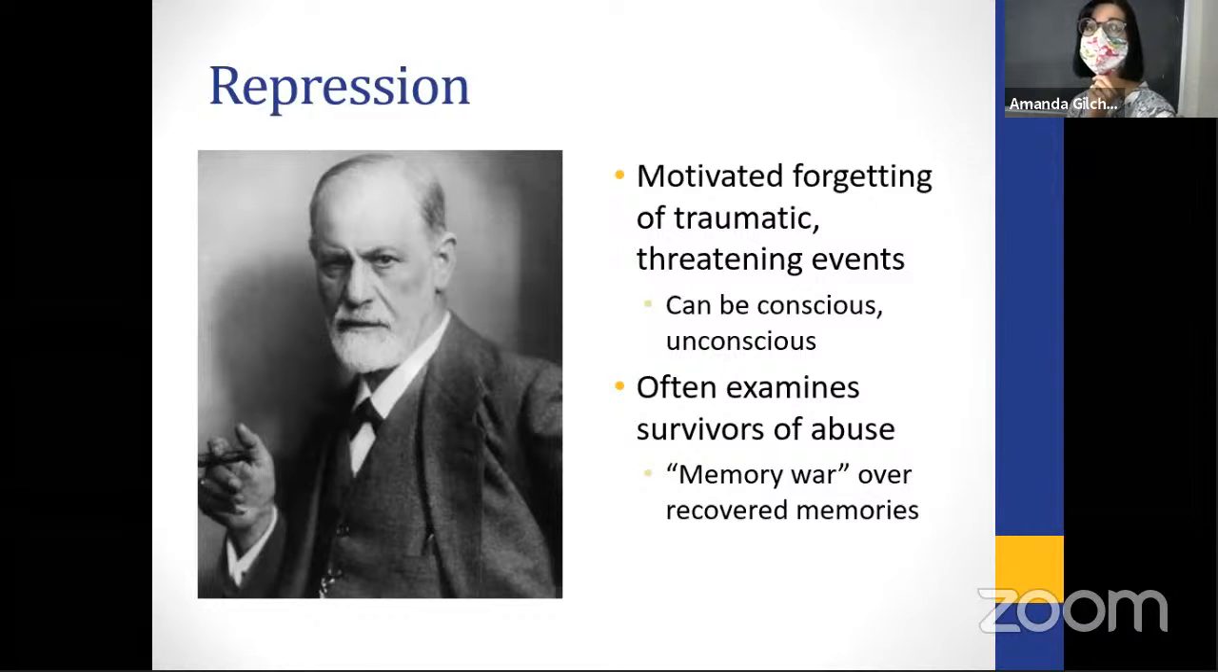We're going to look at survivors of different types of abuse. And we're going to talk about recovered memories next time. And we will talk about what is called the memory war of the 90s. So we're going to talk about recovered memories and whether or not they're real.